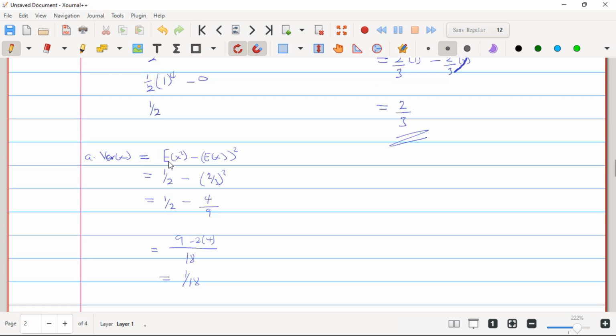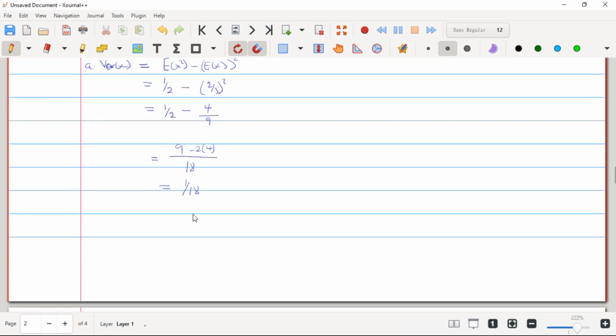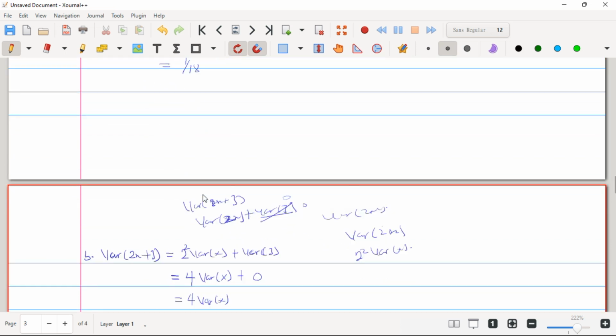The variance of x is given as the expectation of x squared minus the expectation of x all squared, right? So here our expectation of x squared was given as half, subtracted from the expectation of x all squared, which is 2 divided by 3 all squared. So 2 divided by 3 all squared, we are going to get 4 over 9, right? And then just subtract, and we are getting our final answer to be 1 over 18.